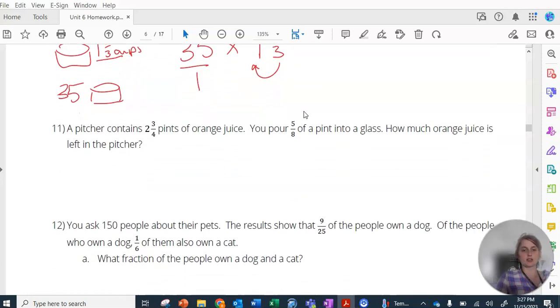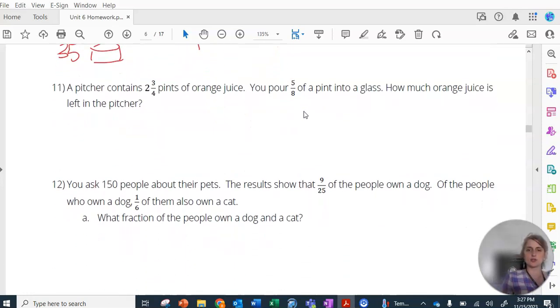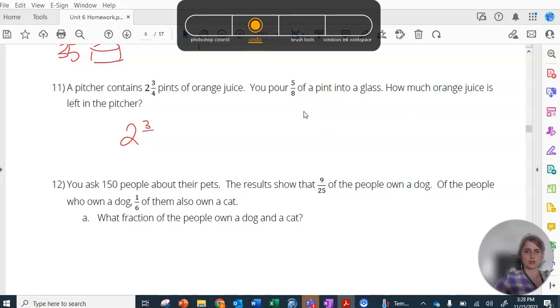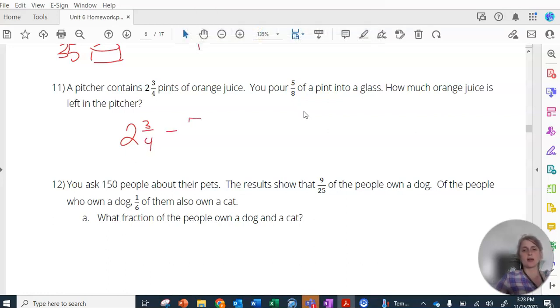A pitcher contains 2 3/4 pints of orange juice. You pour 5/8 into a glass. How much is left? So we started with this much. We pour some out. How much is left? The issue is that they need to have the same denominator. Unfortunately, 5/8 cannot be simplified. If you could divide it by 2, then yay, you could just have fourths, but we're going to have to change this 3/4 into 8s.